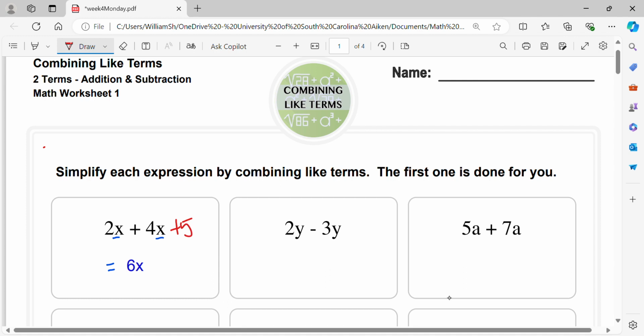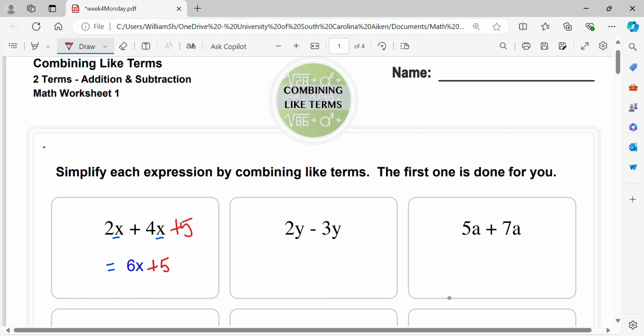If there would have been an additional term plus 5, I wouldn't be able to combine just a plus 5 with the 4 and the 2. If the equation originally was 2x plus 4x plus 5, I'd have to have just the plus 5 by itself in the answer as well, because it doesn't have an x on it.